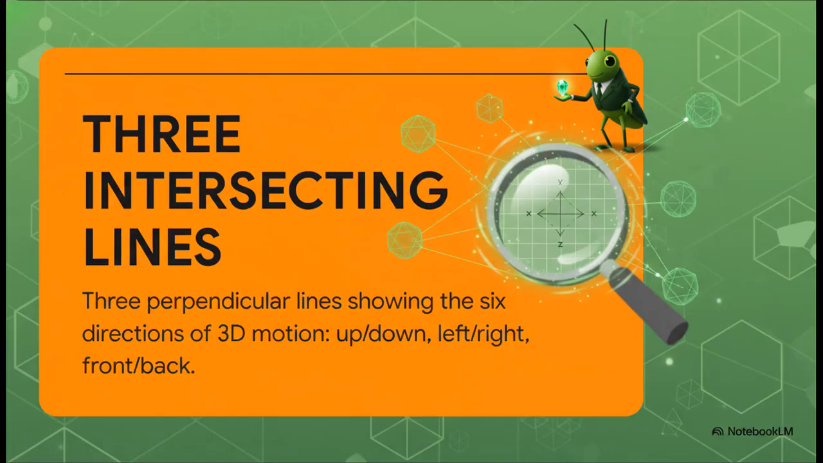Before we can even really think in 3D, we need a map, a frame of reference. And this is it. 3 simple lines, all crossing at right angles. This gives us our 6 basic directions: up, down, left, right, front, back. It's like the internal compass we use to find our way around in 3D space.